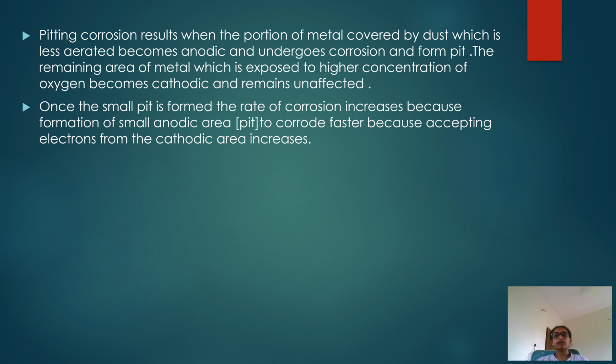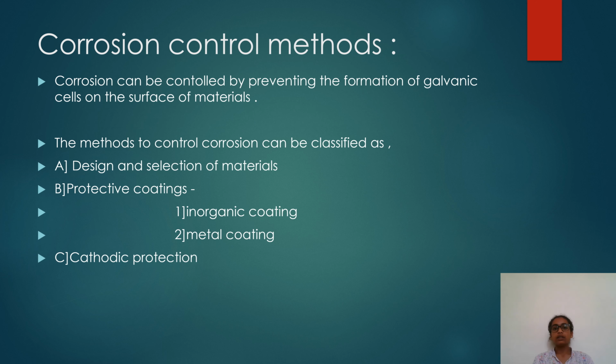Pitting corrosion results when a portion of metal covered by dust, which is less aerated, becomes anodic and undergoes corrosion and forms a pit. The remaining area of the metal which is exposed to higher concentration of oxygen becomes cathodic and remains unaffected. Once a small pit is formed, the rate of corrosion increases, because the small anodic area, that is the pit, corrodes faster as the electron acceptance from the cathodic area increases. This is known as pitting corrosion. We have discussed what is corrosion and what are the types of corrosion.